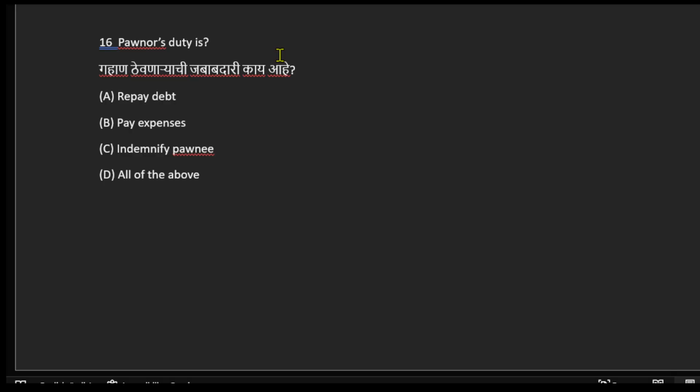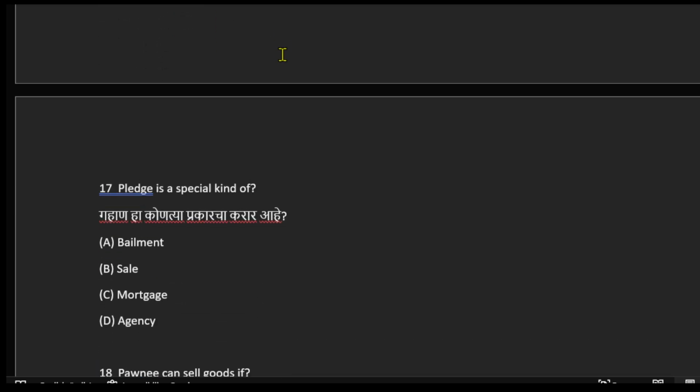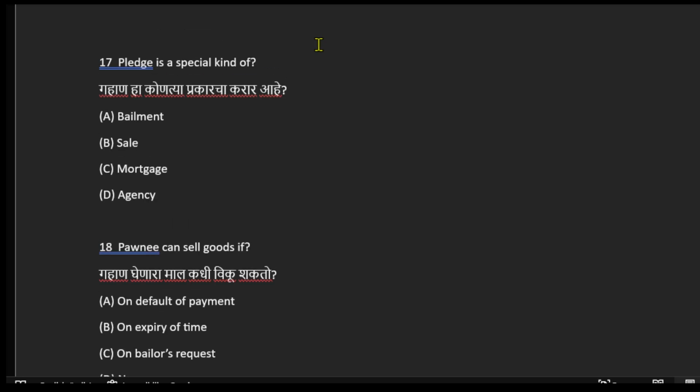16. Pawnor's duty is to repay debt, pay expenses, indemnify pawnee. All of the above option is correct. 17. Pledge is a special kind of bailment.